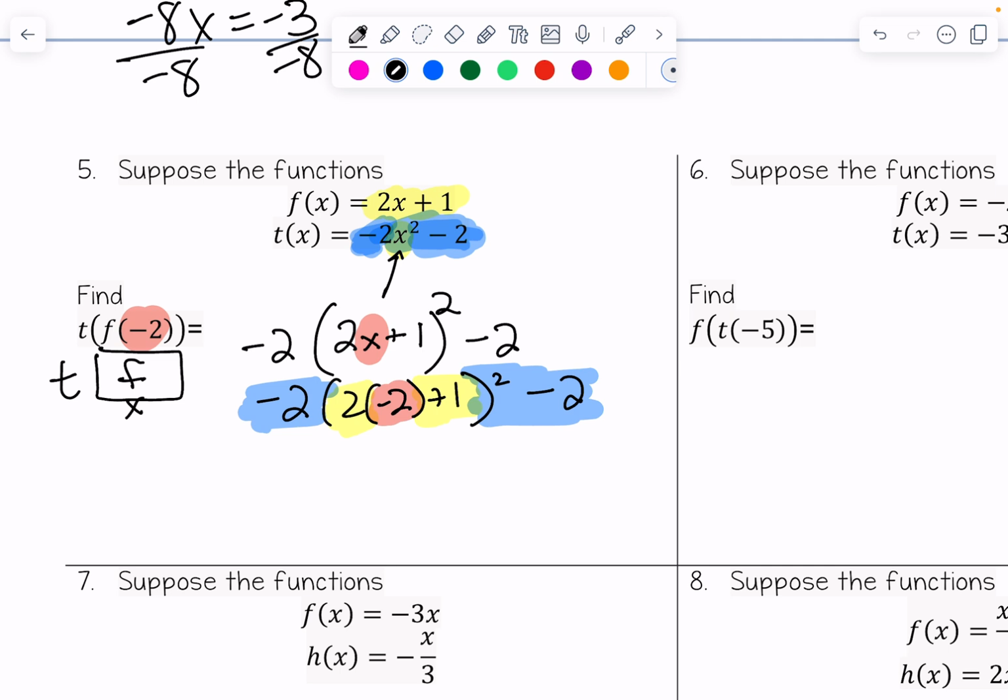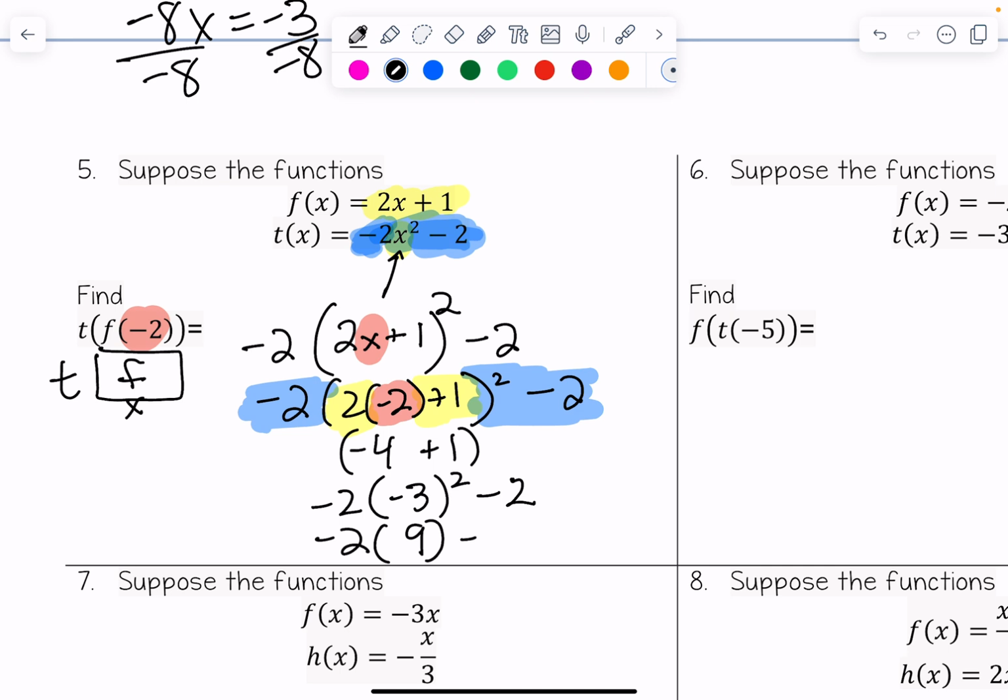Negative 2 times 2 is negative 4 plus 1 is negative 3. And then I'm going to square it, multiply by 2 and minus 2. Negative 3 squared is 9. 9 times negative 2 is negative 18. And negative 18 minus 2 is negative 20.